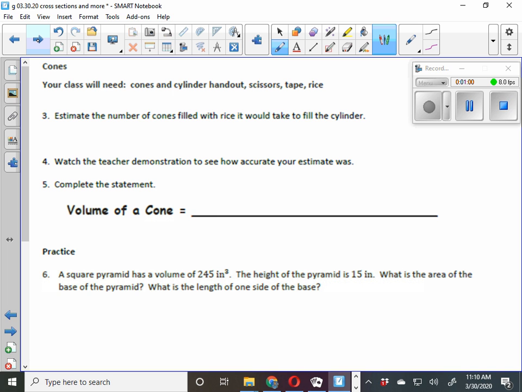Again, not going to spend a lot of time on this one. Volume equals 1/3 area of the base times the height. In this case, you could say 1/3 pi r squared h. You could skip the area of the base if you want, but it's essentially the same formula, isn't it?